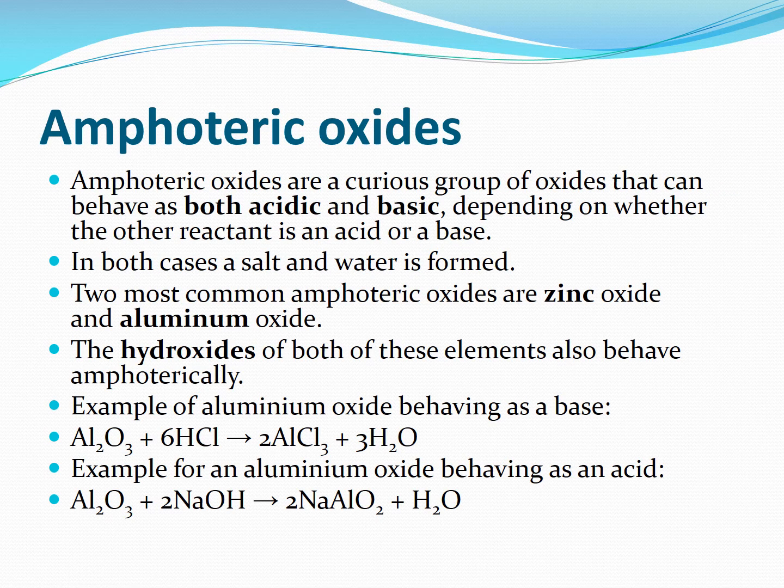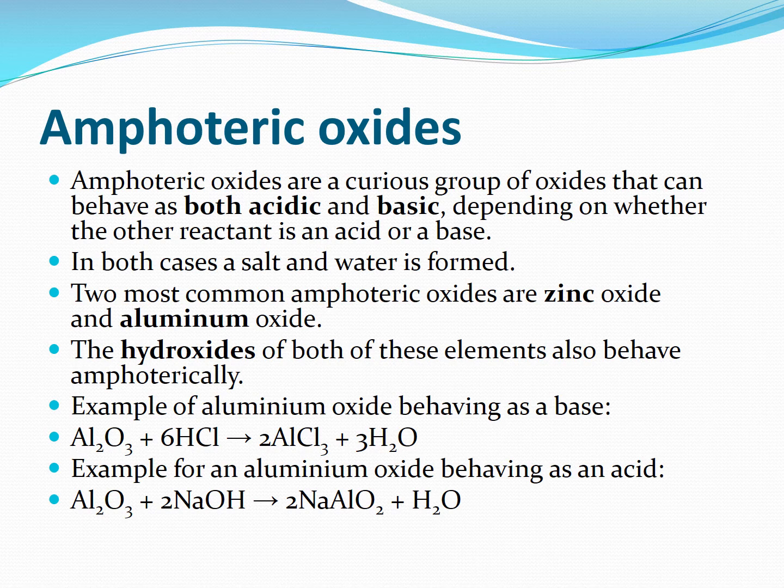Now come to the next oxide, which is amphoteric oxide. Amphoteric oxides are also metallic oxides, but they are a curious group of oxides that can behave as both acidic and basic, depending on whether the other reactant is an acid or a base. In both cases, a salt and water is formed. So amphoteric oxides are metallic oxides which behave both as acids and bases. These oxides, when they react with acids, form salt and water, thereby acting as a base.